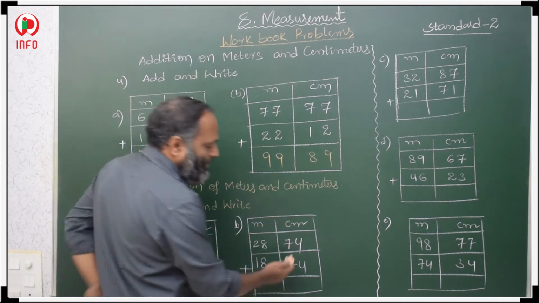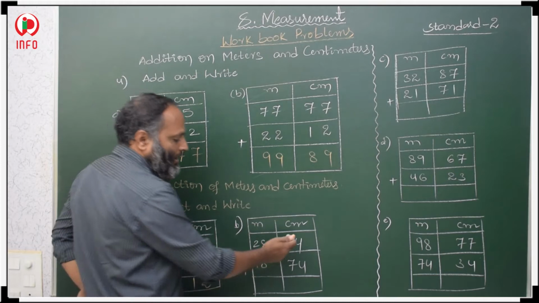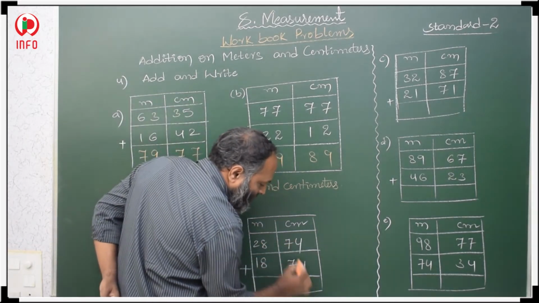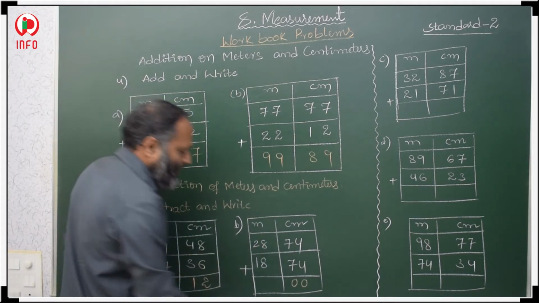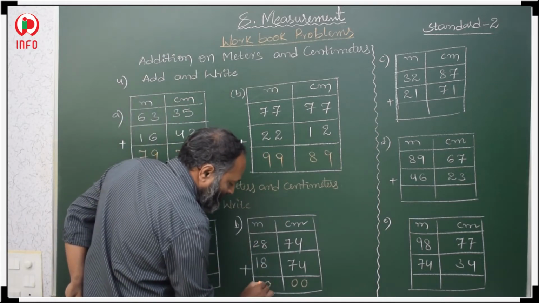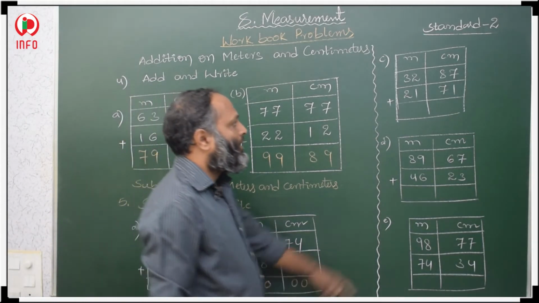Then the second one, extreme right digits, centimeters, we subtract first. 4 minus 4 is 0. 7 minus 7 is 0. Next, 8 minus 8, 0. 2 minus 1 is 1. 10 meters. Now, this part.